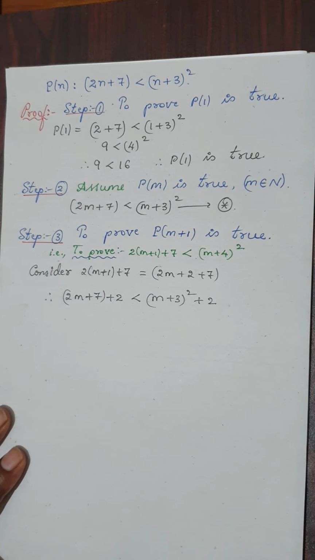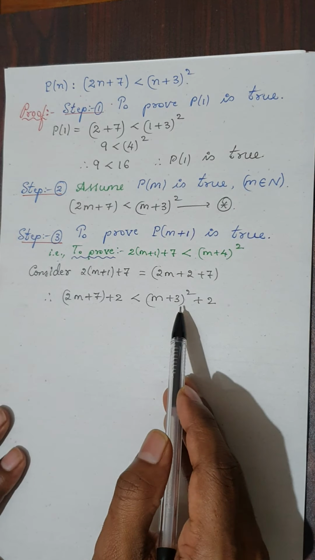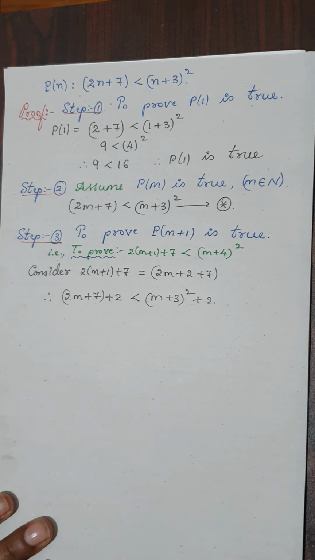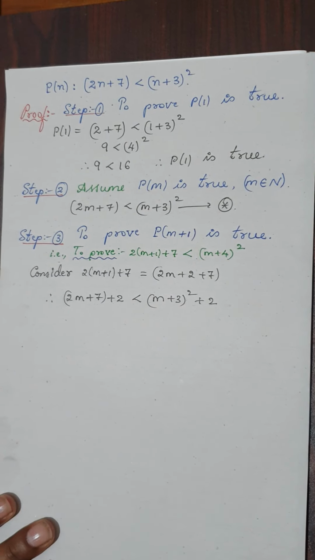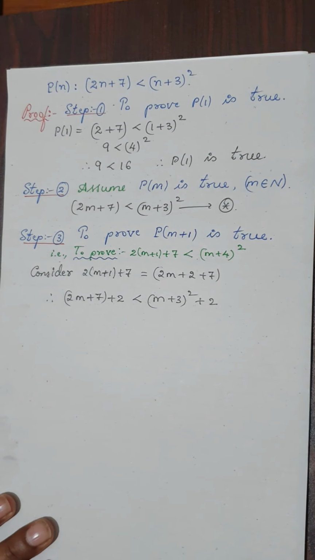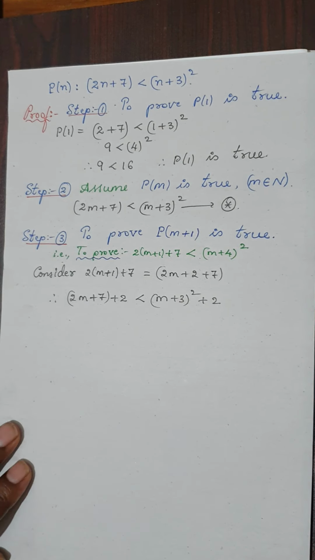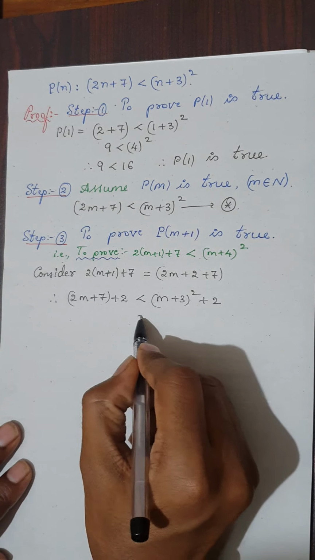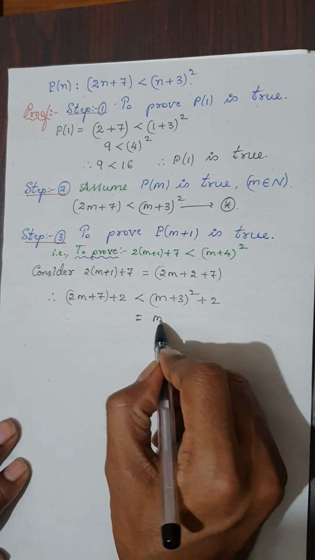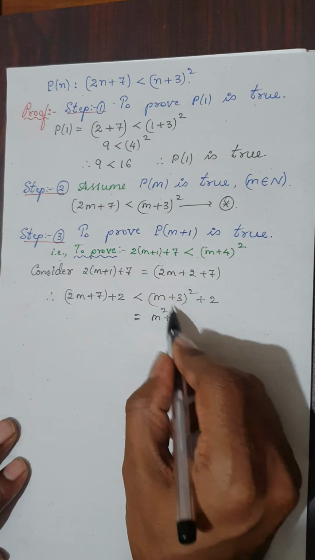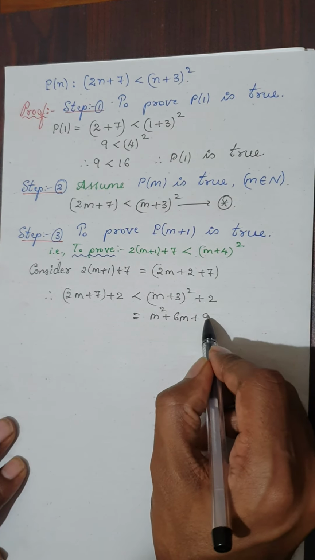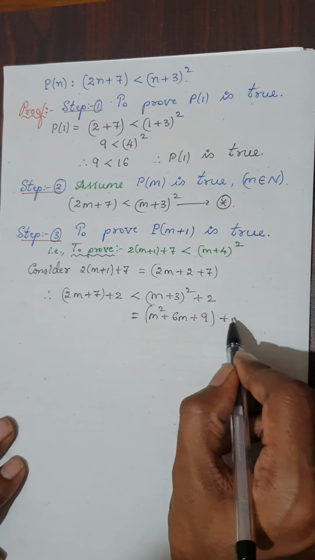Are you following? These type of relations you are going to see in detail in chapter number 6, where we deal with the concept of inequalities. So when you add a constant term on both sides, the inequality does not change. Okay, so now this is equal to, let us expand. (a plus b) whole square, it is m square plus 2ab, which gives 2 into 3 is 6, 6m, plus 3 square is 9. Okay, so this is plus 2.